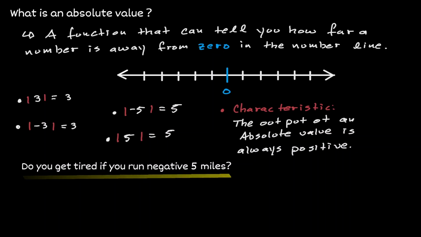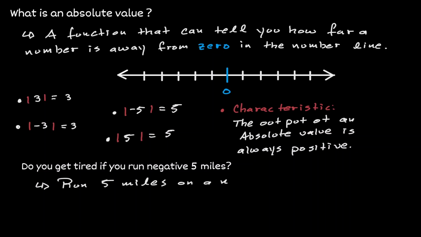Do you get tired if you run negative 5 miles? The question makes no sense. But we can rephrase this question. Instead of saying that we ran negative 5 miles, we can say that we ran 5 miles in a negative direction. So if we place ourselves at 0 in the number line, if we move to the right, that's a positive direction. And if we move to the left, that is a negative direction. So if we are at 0 and we run 5 miles in a negative direction, we are going to land at the number negative 5.